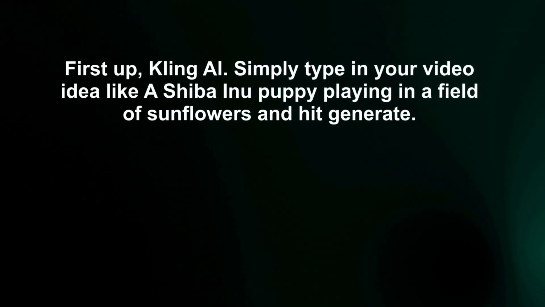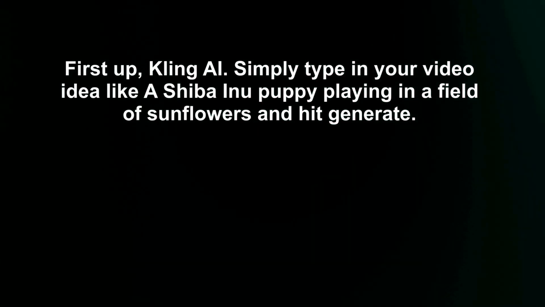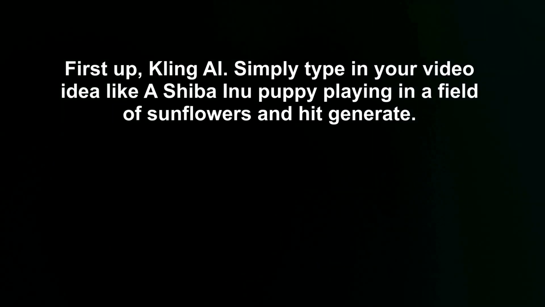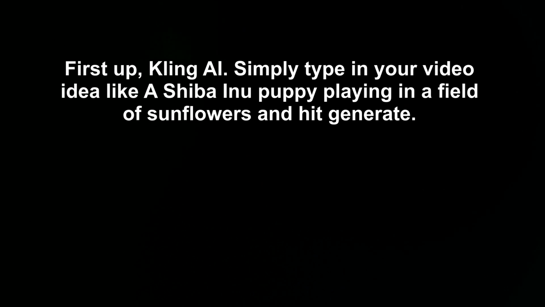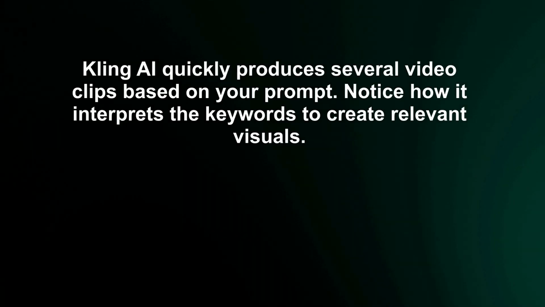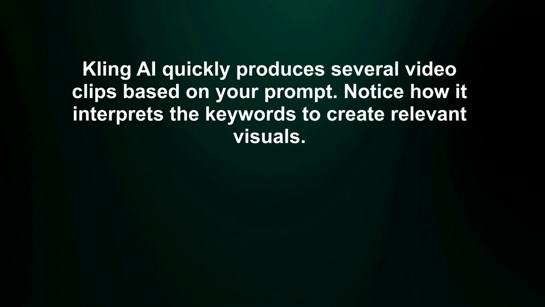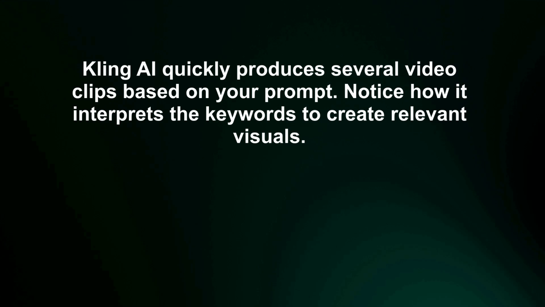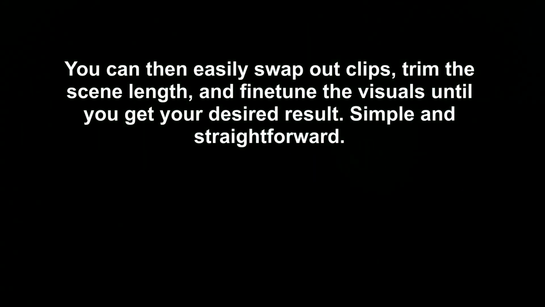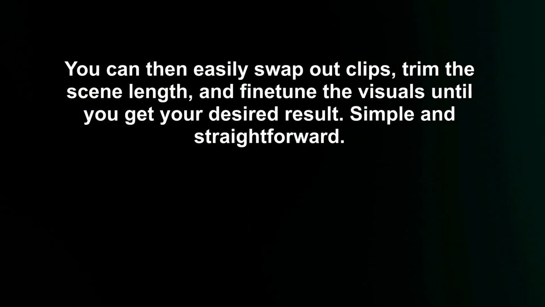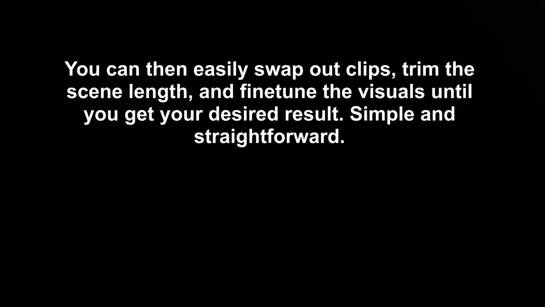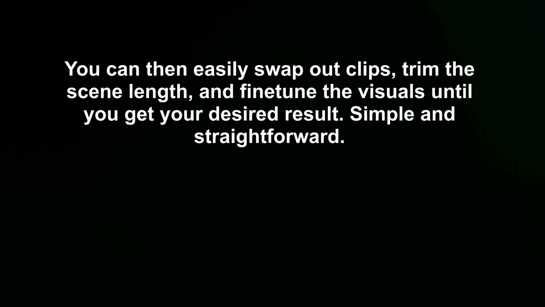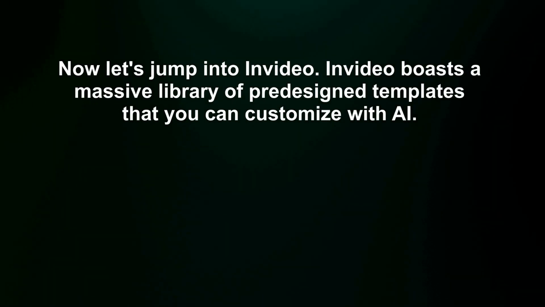First up, Kling AI. Simply type in your video idea, like a Shiba Inu puppy playing in a field of sunflowers, and hit generate. Kling AI quickly produces several video clips based on your prompt. Notice how it interprets the keywords to create relevant visuals. You can then easily swap out clips, trim the scene length, and fine-tune the visuals until you get your desired result. Simple and straightforward.